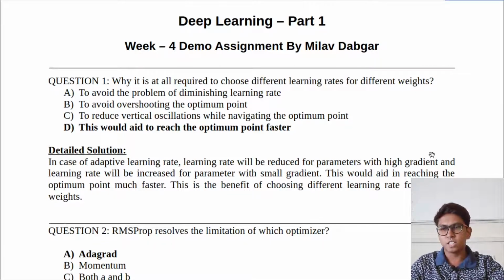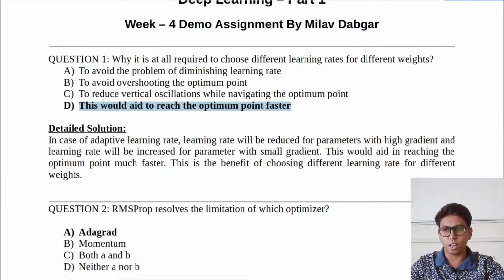So the first question is, what is all required to choose different learning rates for different weights? The given options are: to avoid the problem of diminishing learning rates, to avoid overshooting of the optimum point, to reduce vertical oscillations while navigating the optimum point, or option D, this would aid to reach the optimum point faster. And the correct option is option D, that is, this would aid to reach the optimum point faster.